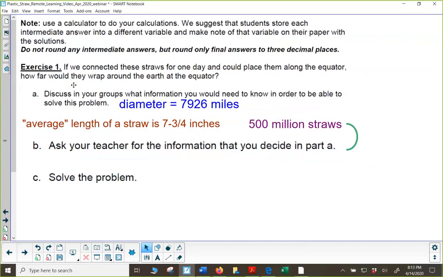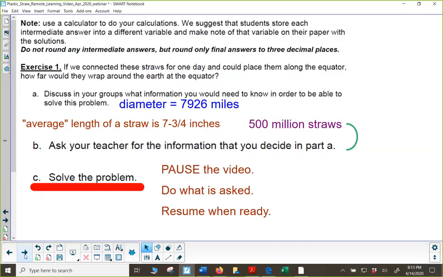All right, so here's our exercise 1. Here are the 3 numbers that you kind of need to know. We've asked the teacher for that information, okay? And now we're at solve the problem. This is where I'd have the students pause the video, do that, and resume when ready. So I'm going to take a chance. I don't know that you can do this in a minute, but give me your best shot. See if you can do this in a minute. I'll give you that much time. We'll see how that works. So go ahead, 1 minute.